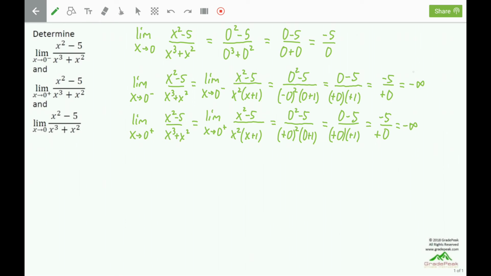The two-sided limit depends on the results of the two one-sided limits. They match each other here. The two-sided limit will be that same result, and it will be a negative infinity. There's the results of the three different limits.